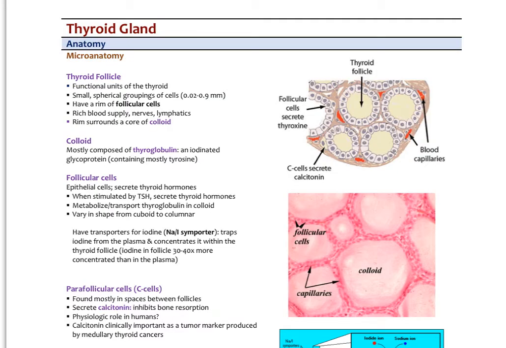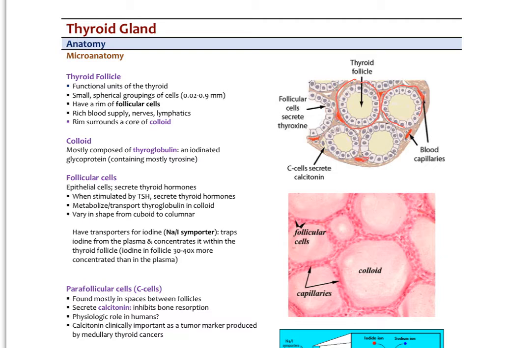So next, let's zoom in on the microanatomy of the thyroid. I mentioned before that the functional unit of the thyroid is the so-called thyroid follicle, and that consists of a rim of follicular cells, which are epithelium. So here's a follicle depicted over here. If you cut open the thyroid, you see thousands of these little units, and between each follicle there are capillaries. That's depicted in the red here.